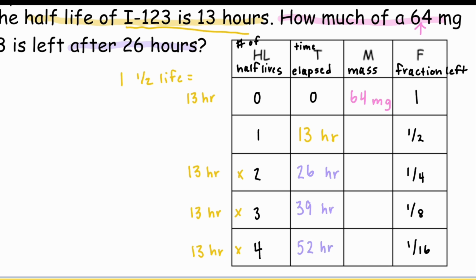Because after each half-life that occurs, it's reducing half of its mass, we're just going to divide our mass by 2 each time we go down. We start out at 64 milligrams, but then 1 half-life has passed, so 13 hours passes, that means our sample is going to reduce in half down to 32. After 2 half-lives, it's going to reduce in half again, 16 milligrams. After 3 half-lives, reducing again to 8 milligrams. And lastly, after 4 half-lives, it's going to reduce one more time to 4 milligrams.